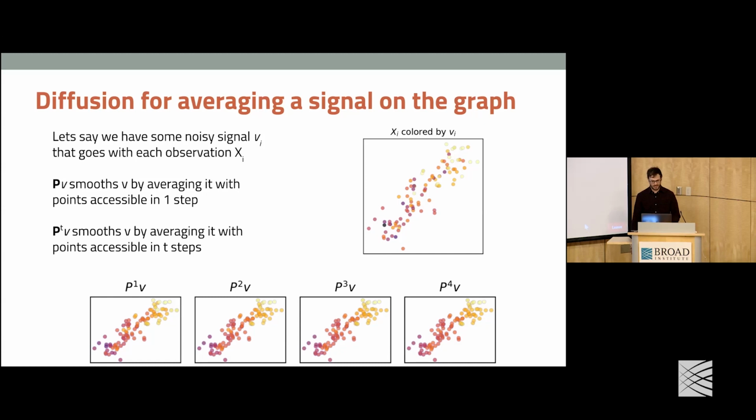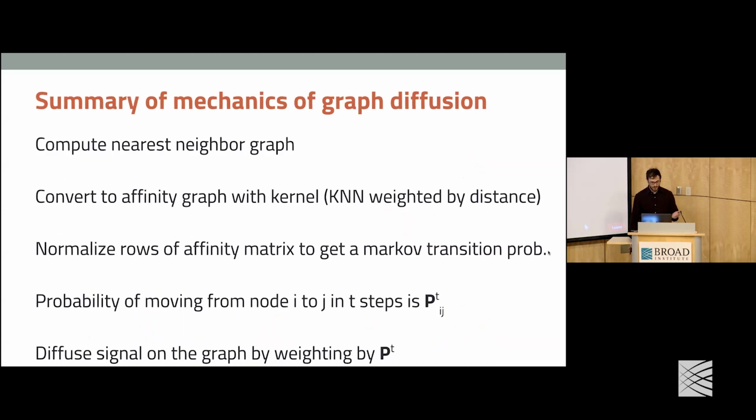And I'll show this for MNIST in a second. But just to quickly summarize the mechanics of graph diffusion: you compute the nearest neighbor graph, you convert to an affinity graph with a kernel distance function, you normalize the rows to get a Markov transition probability matrix, and then you can calculate the probability of moving from node I to J in T steps by powering that transition matrix. And this gives you a measure of locality that's intrinsic to the graph, which is representing the manifold, as opposed to Euclidean distance in the high dimensional space, which is cursed.